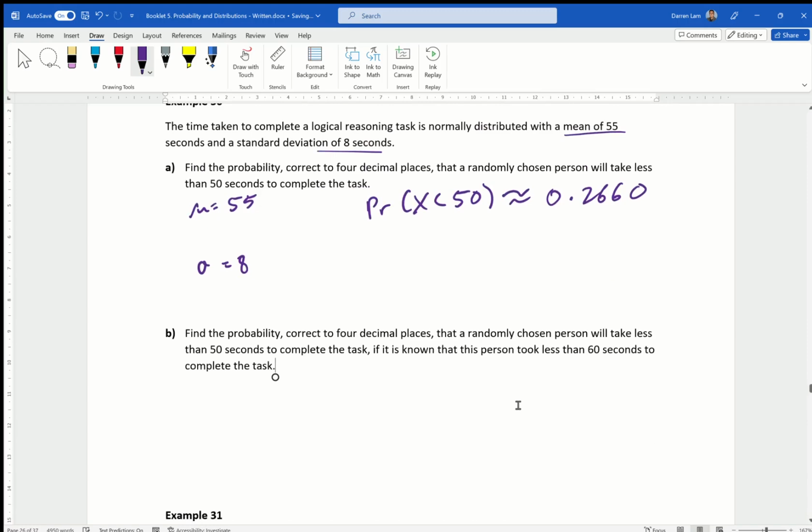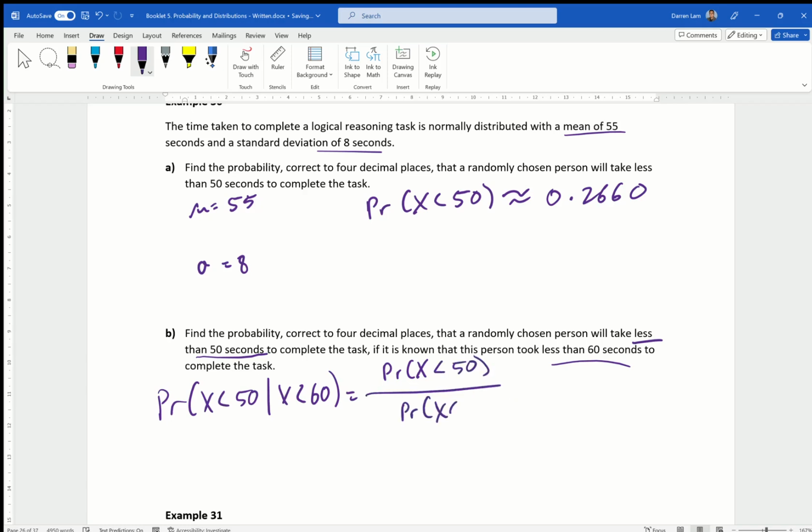Now find the probability that a randomly chosen person will take less than 50 seconds to complete the task, given that this person took less than 60 seconds. So that would be the probability that x is less than 50, given that x is less than 60, equals the probability of the overlap, which is just x less than 50, over the probability of x being less than 60.